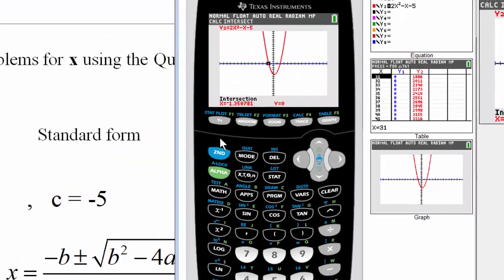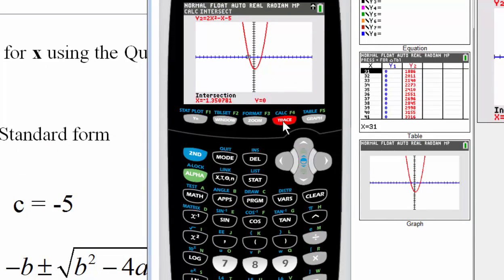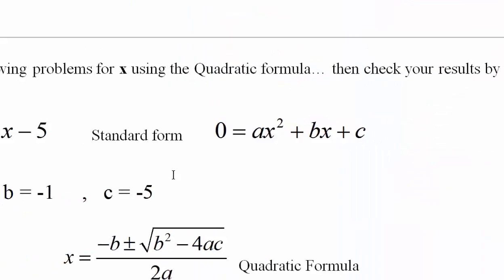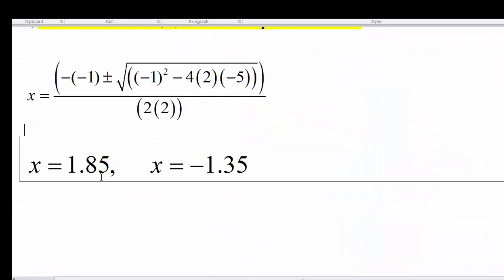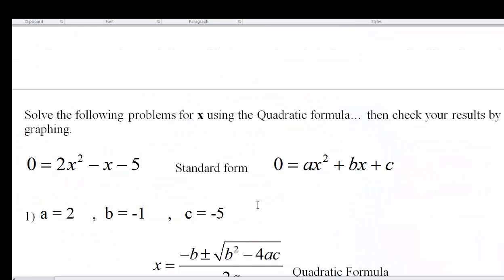And then the second solution, if I press second, trace again, number 5, I press enter, enter. But now when it says guess, I already know this answer. So let's move the cursor to the other side where I think my second answer will be found. I press enter, and I get 1.85, which again matches what we have down here. So we've solved this problem twice, once by using the quadratic formula and once by graphing.